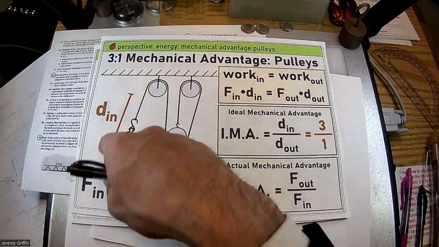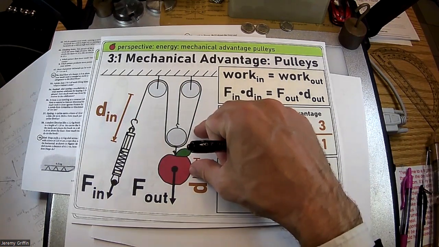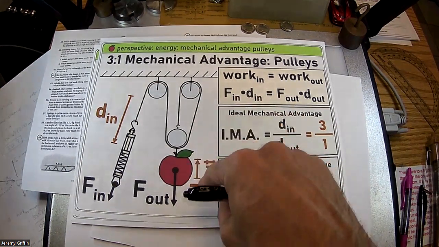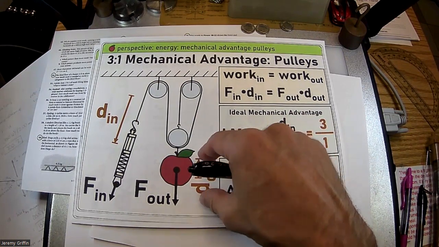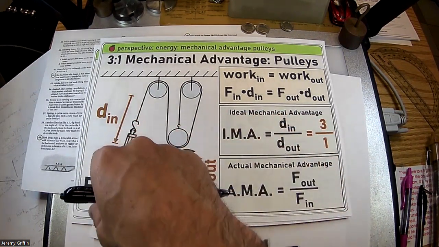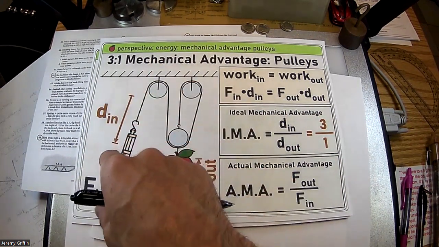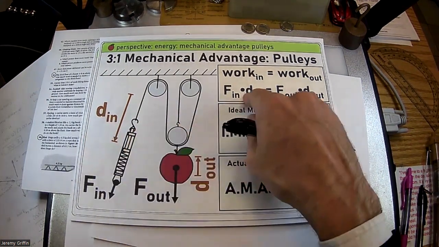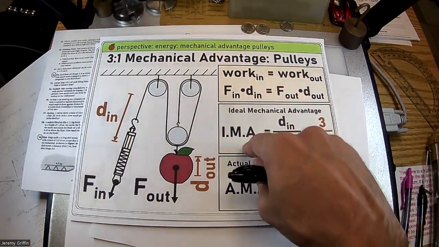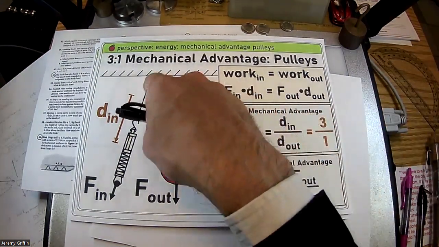If I pull 3 meters, that also gets divvied 3 ways, so it only pulls up the object 1 meter. 300 newtons going up 1 meter is 300 joules that I lifted. So how much work do I have to input? If I'm only pulling with 100 newtons, but I pull 3 meters, that's also 300 joules. 300 joules in equals 300 joules out, so energy is conserved. Now that's ideal.